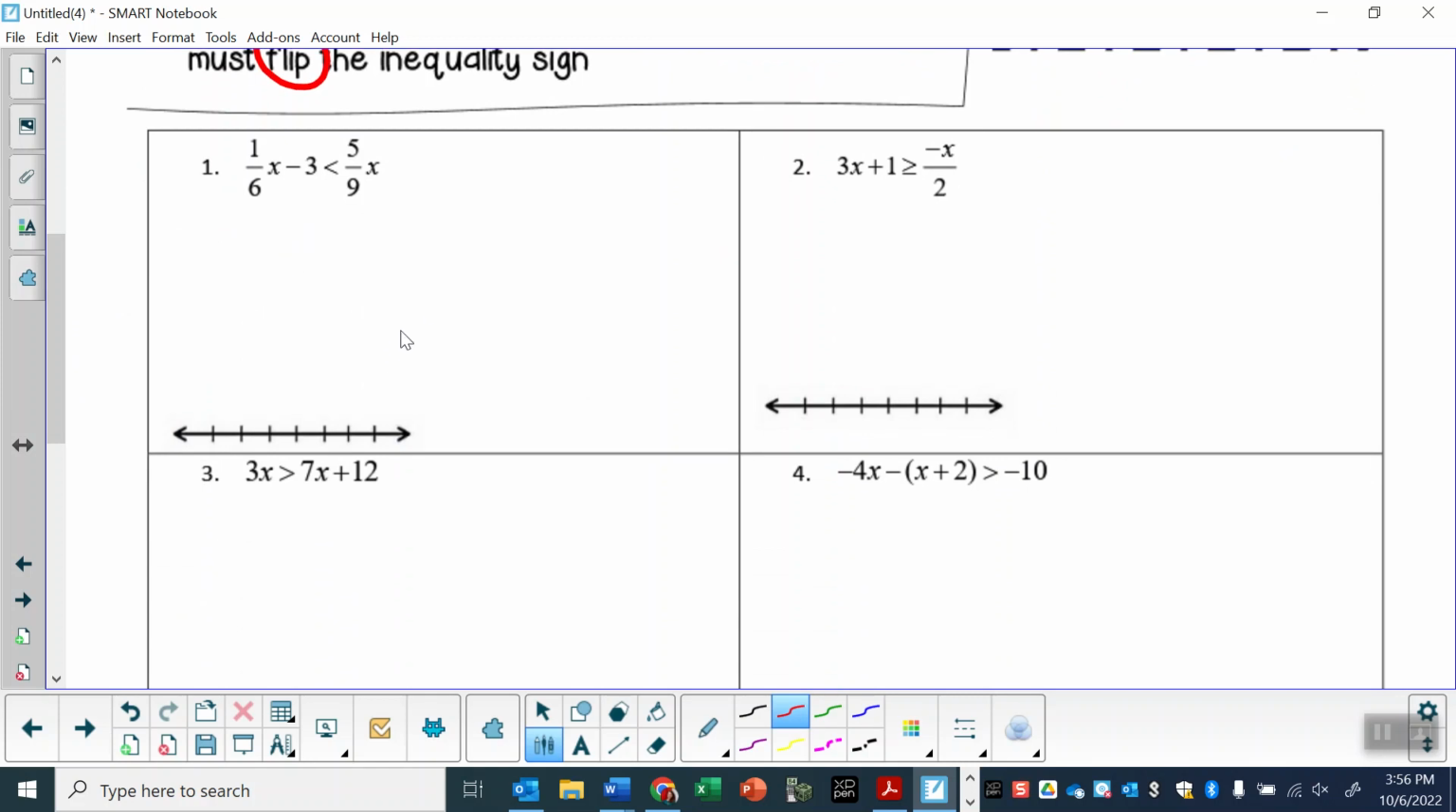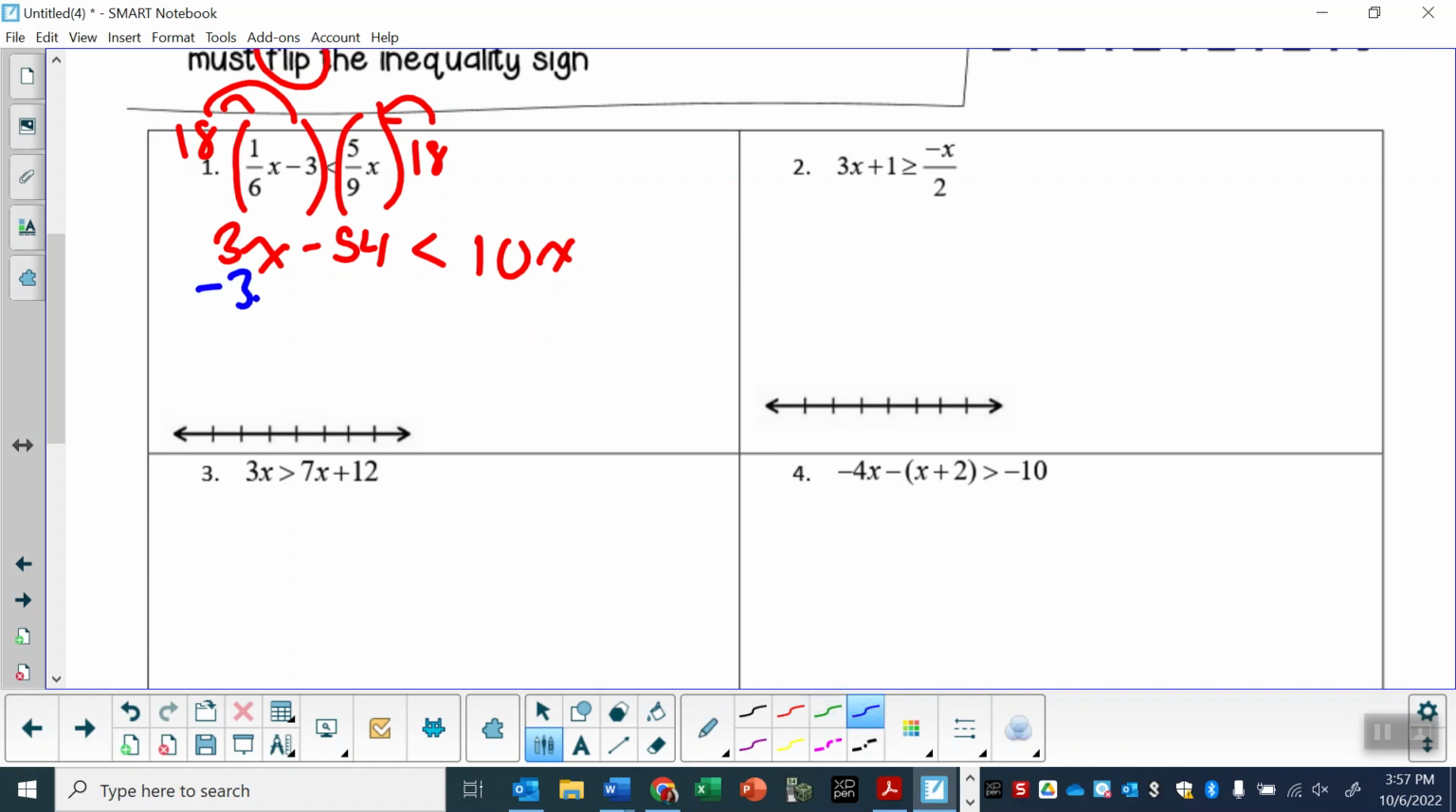Number 1, similar to the second to last one we did on the other page, you can get rid of these fractions. 18 is nicely divided by 6, and 18 is nicely divided by 9. So if I multiply both sides by 18, 18 times 1 divided by 6 is 3. And then you have to make sure you multiply the whole side, which is distributing, so you want to do 18 times 3, which is -54, is less than 18 times 5 divided by 9, which is 10.